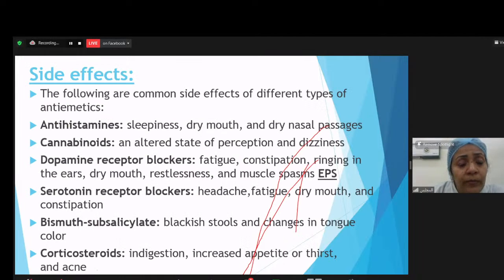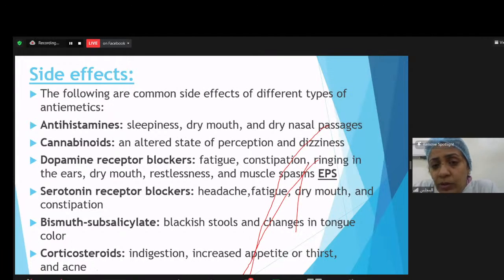Side effects. Antihistamines, you know that they induce sleep, though we have new modalities of antihistamine agents, but we are speaking about 5-HT1 antagonist.